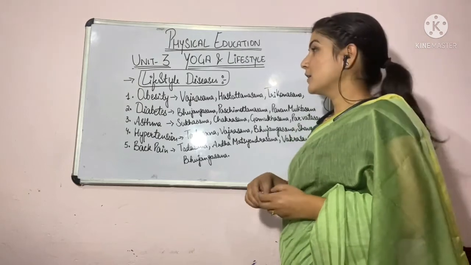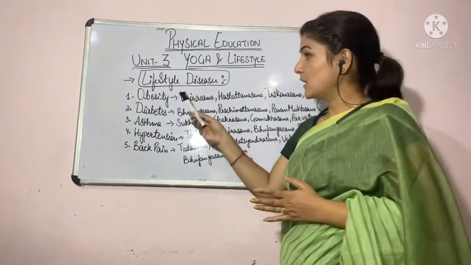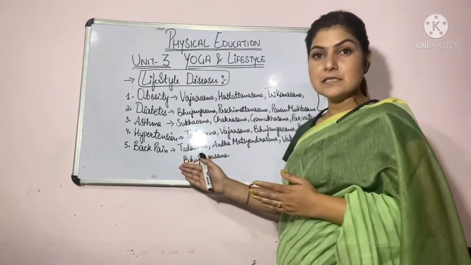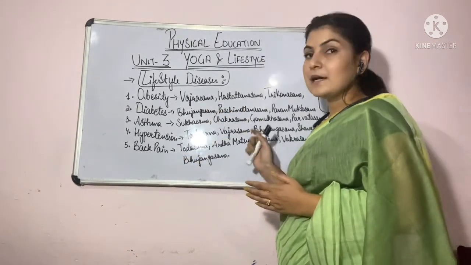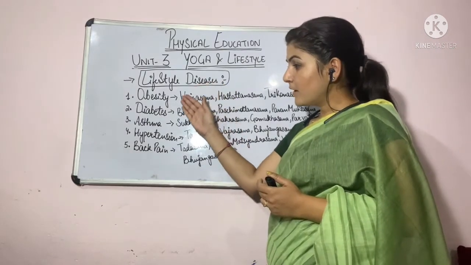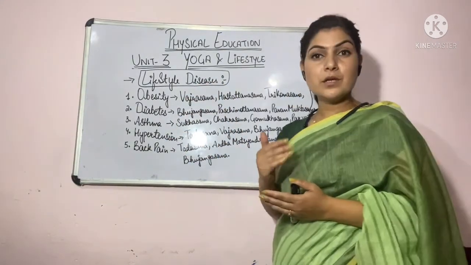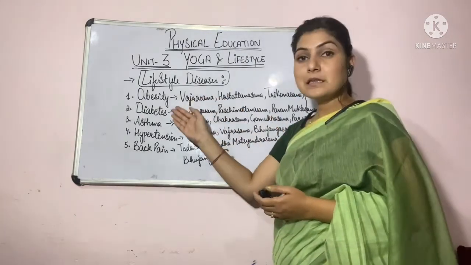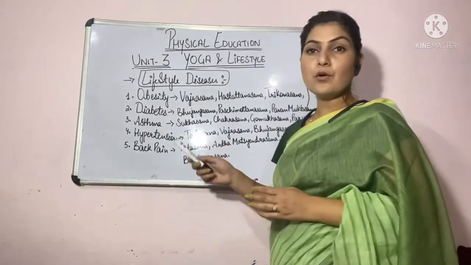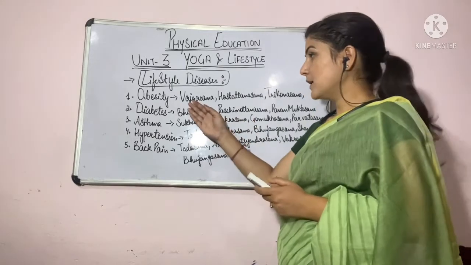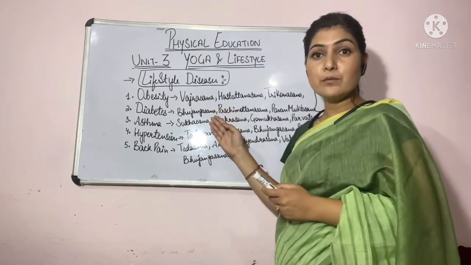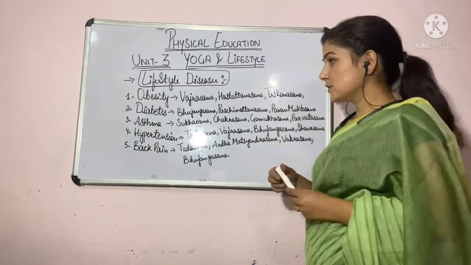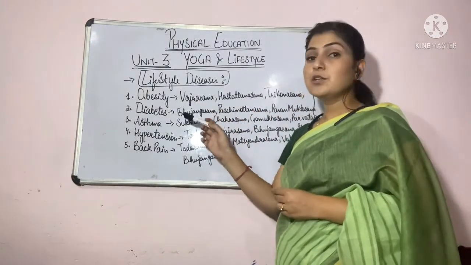So students, next topic is various lifestyle diseases and how to cure these lifestyle diseases with the help of yoga asanas. Firstly, there are 5 lifestyle diseases which we are going to study in this unit, and we'll practice different yoga asanas to cure these 5 lifestyle diseases. Number 1 is obesity. We'll study about obesity and the different yoga asanas by which we can cure obesity. There are Vajrasana, Hastotanasana and Trikonasana. With the help of these asanas, we can cure obesity.